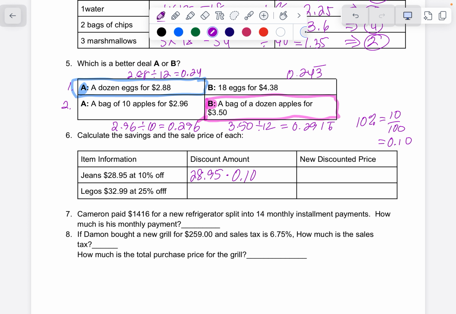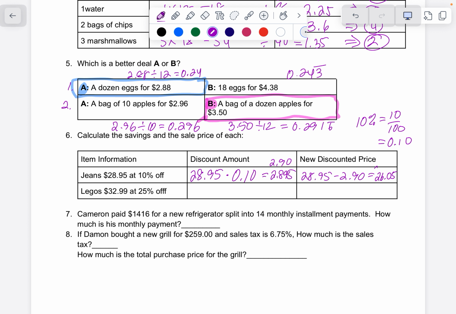2.895. Here's a case where rounding is important. They're not going to give you 2.895 off of the item. They're going to give you $2.90, okay? So that's what we take off of the original price. $28.95 minus $2.90 is $26.05. Remember, once you've calculated the discount, you subtract it off.